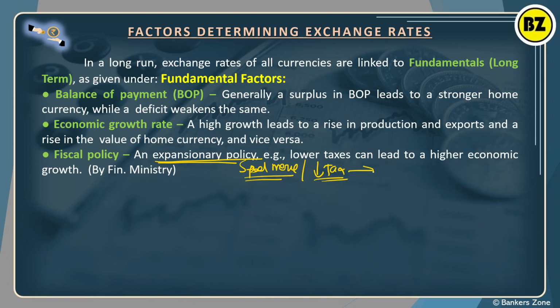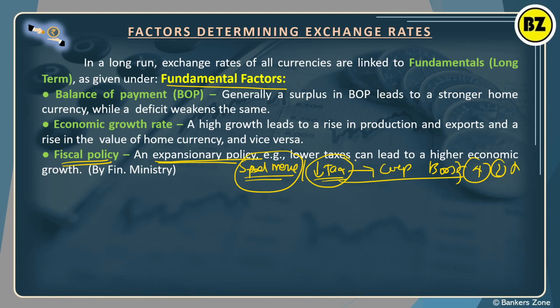So this can be good for the corporates. They will say, oh, less taxes, and the government is spending more, so there will be a boost to the economy. Due to the lower taxes, the corporates will produce more and export more, so it is good, right? In this way, fiscal policy affects, or these are the factors for the long term, that is, fundamental factors.